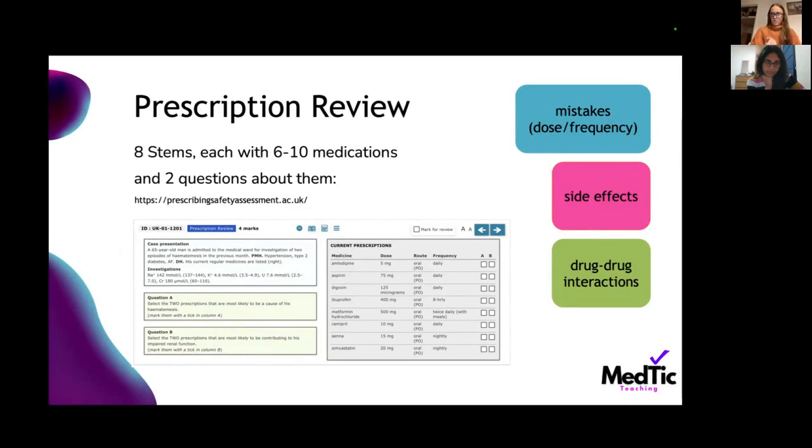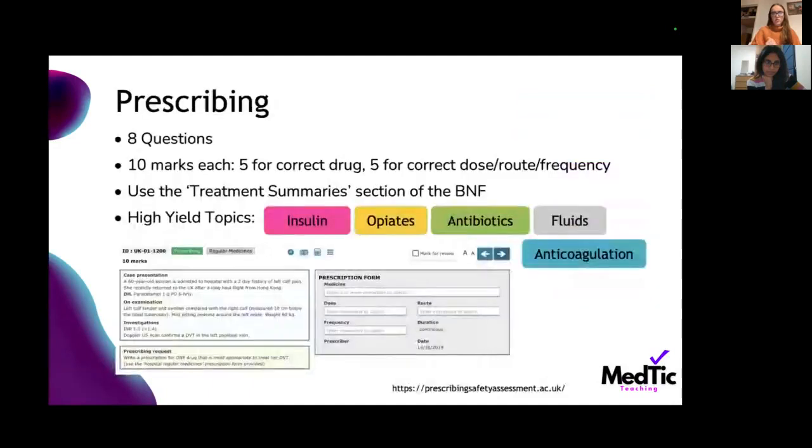I think we've gone one slide ahead. There should be one that says prescribing.